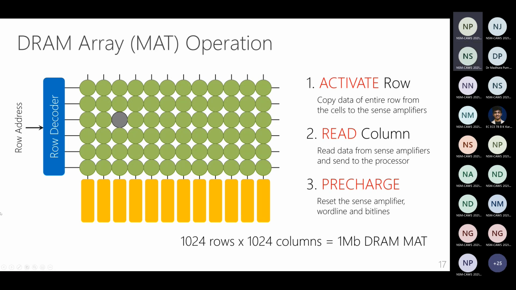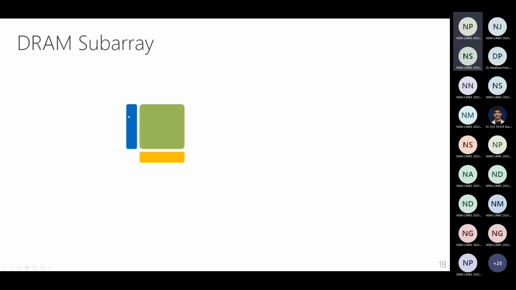Okay, I see a few questions. I'll take the questions after I complete this particular part. So now this is a DRAM mat, which is 1 megabit, 1024 cross 1024, but that is too small. One megabit is too small a device for me to use. What I really want is for my DRAM module to give me something like 8 gigabytes or 16 gigabytes. So how do I design a 16 gigabyte DRAM from this 1 megabit DRAM mat?